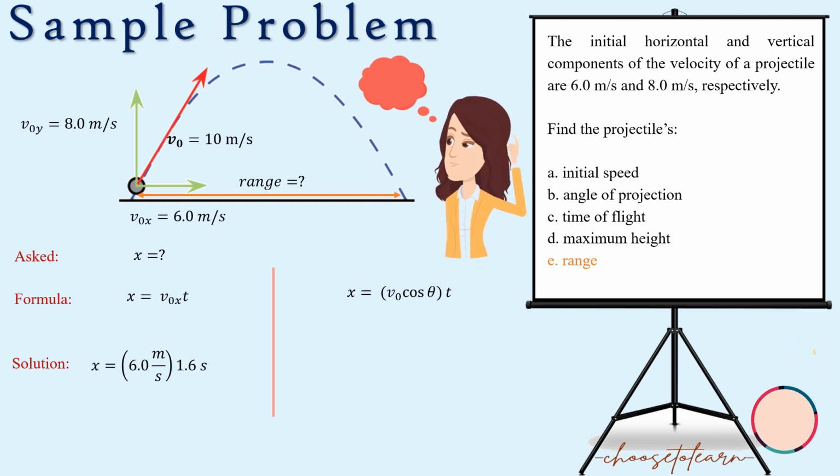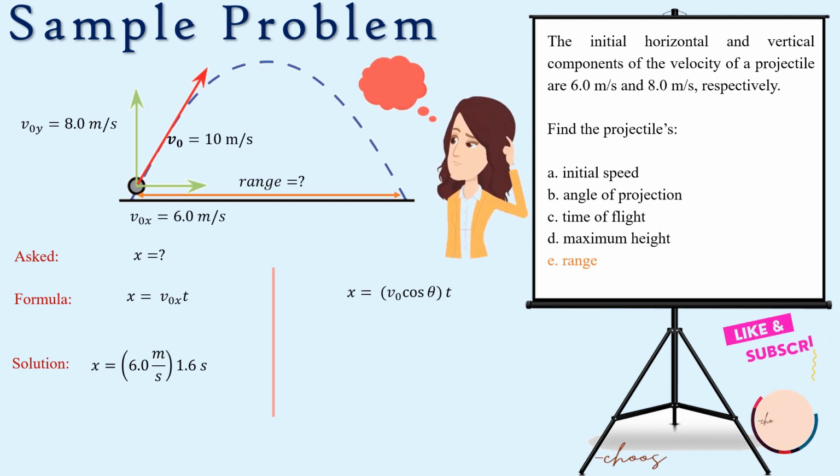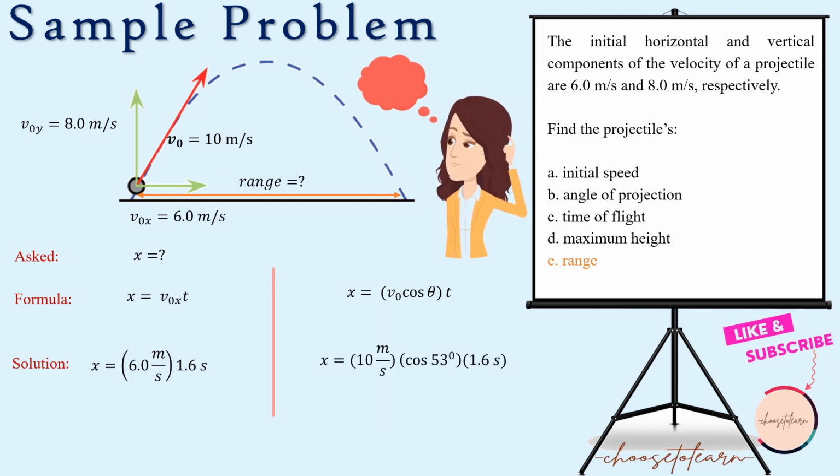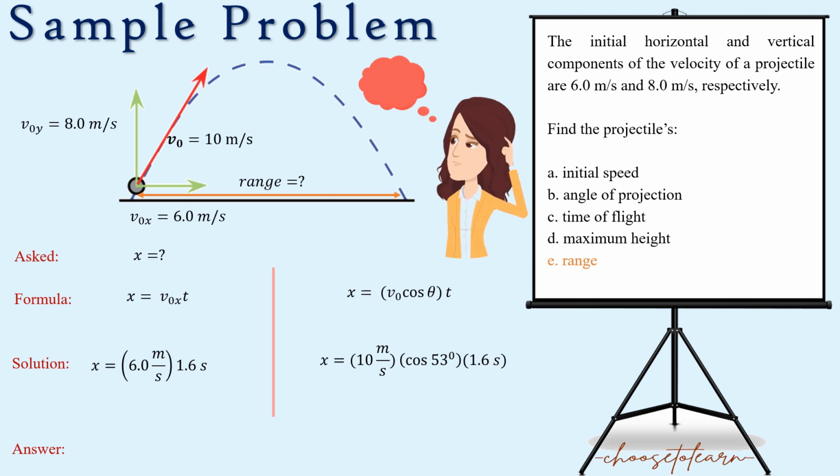That will become x equals 6.0 meters per second, since that is the VOX, multiplied by the time, which is 1.6 seconds. And if we're going to go to the second equation, that will become x equals the initial speed, which is 10 meters per second, multiplied by the cosine of 53 degrees, multiplied by the time, which is 1.6 seconds. If we are going to simplify both of the equations, we will actually have the same answer, which is 9.6 meters.